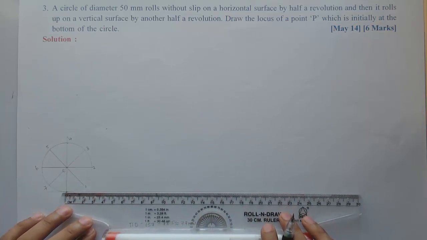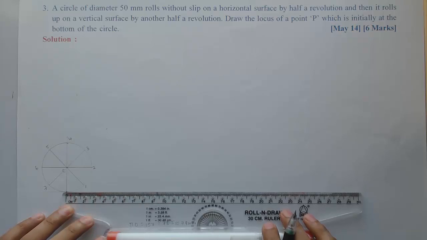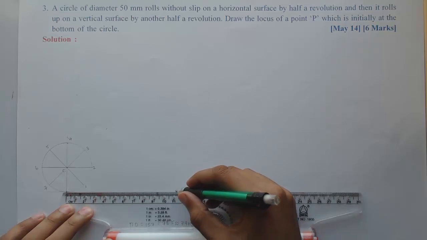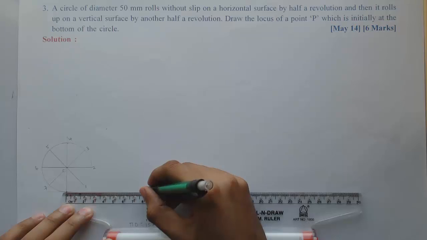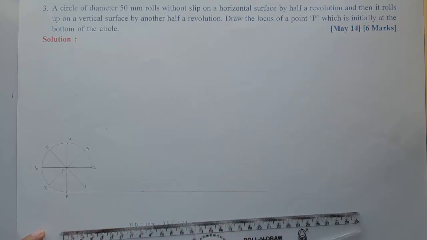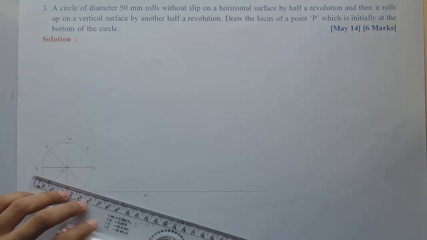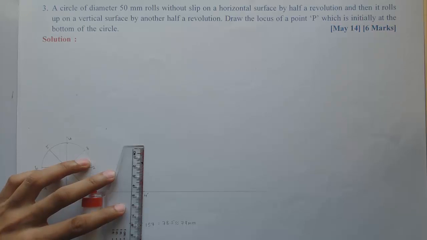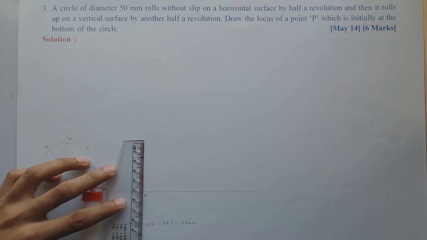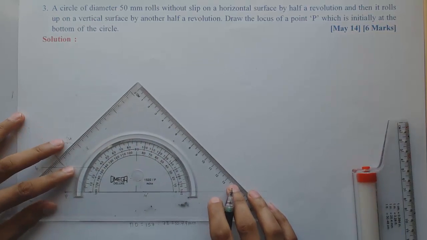So for half a revolution I'll take a distance equal to 79 somewhere here. Half a revolution means it will be the fourth division, so I can name this 4 dash. Here, after half a revolution, I need to again locate the position of the circle, so again drawing the diameter of 50 mm perpendicular. First I need to mark the perpendicular.